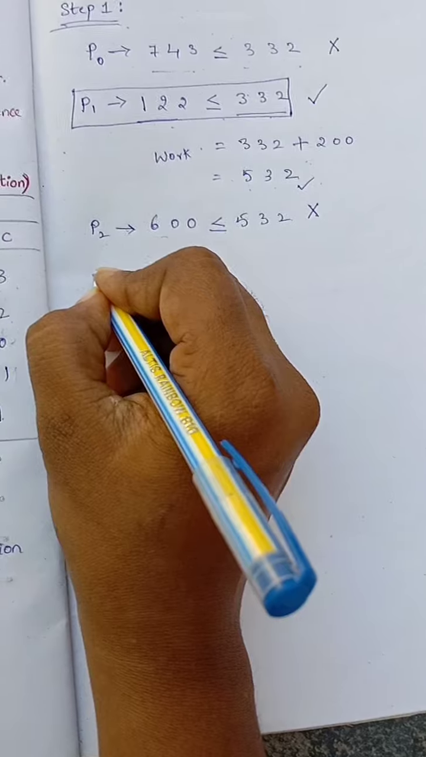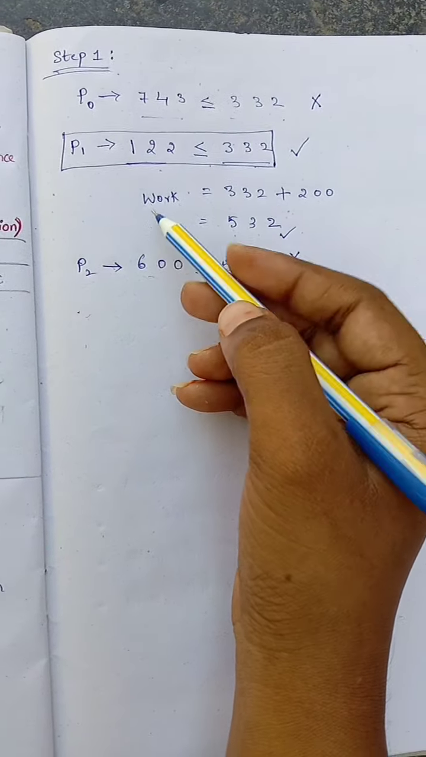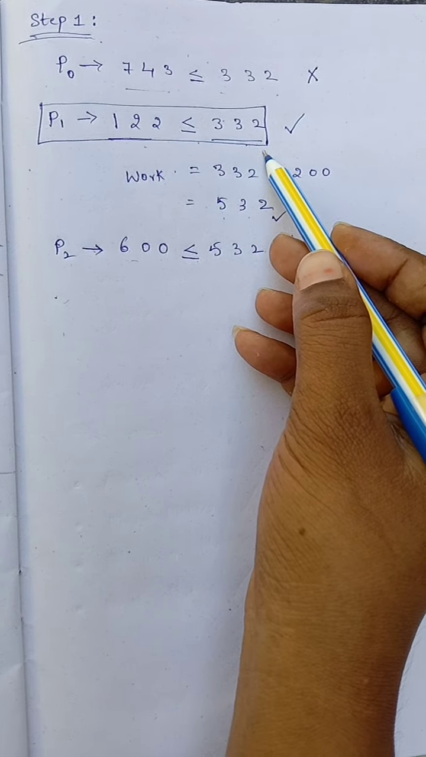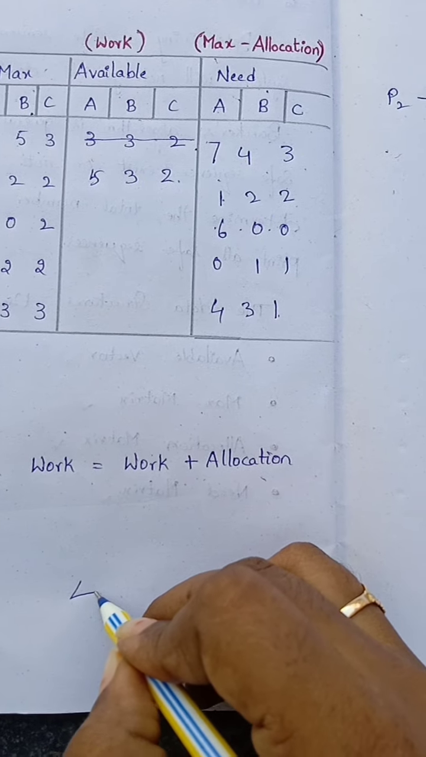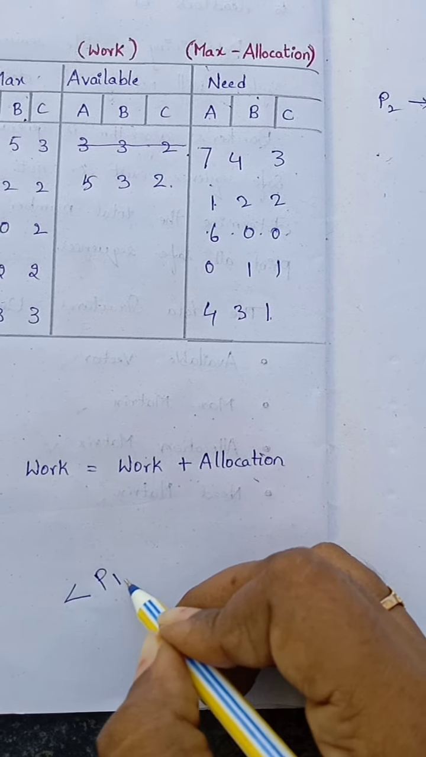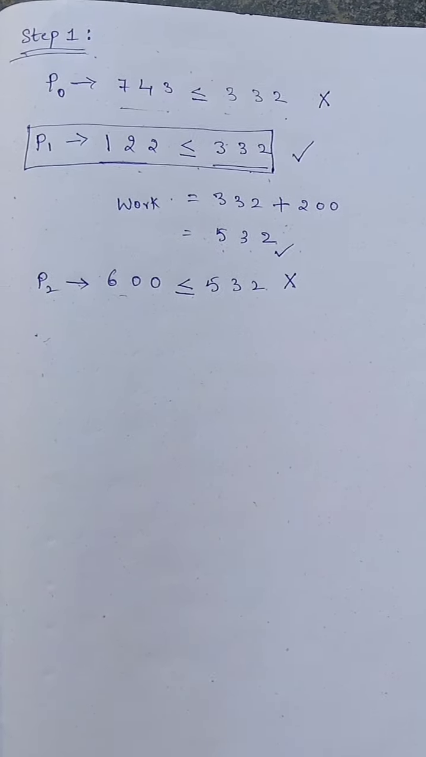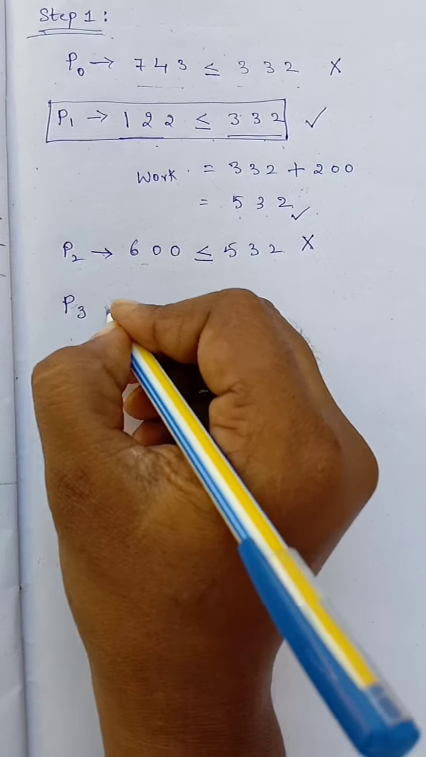Before going to the next process, we need to keep track of all the sequences. That is nothing but P1 is successfully executed. So we need to keep track of a safe sequence initialized with P1. So next, for P2, the condition failed. Next move to the next process, that is nothing but P3.